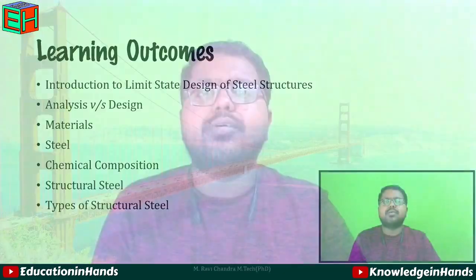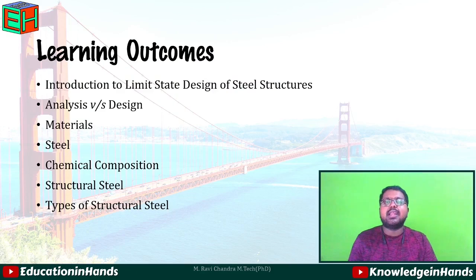In this first video, if we see the learning outcomes, let us introduce the concept of limit state design of steel structures first. Then we will see the difference between analysis and design. Then what are the materials we are going to use in the design or in construction. And next we will go to our important material, that is steel. So what is steel and what is its chemical composition, and then what are the types of structural steel we are having in our Indian standards or in general practice.